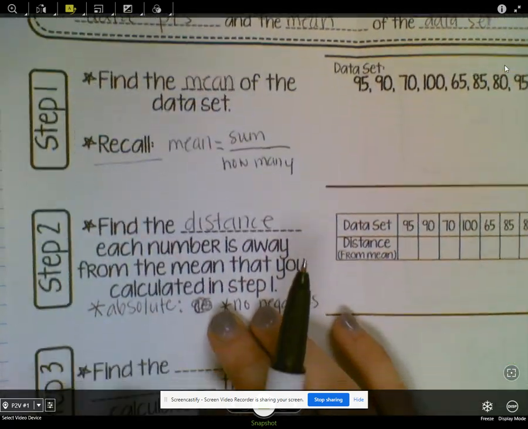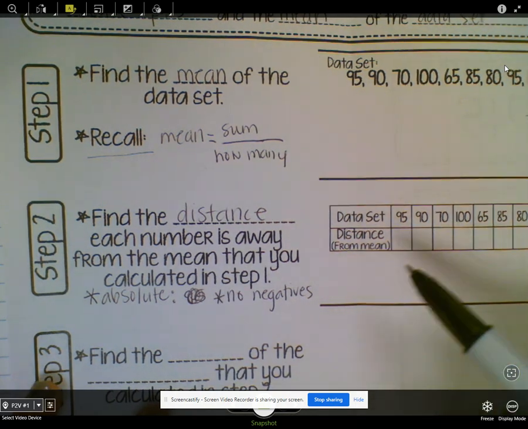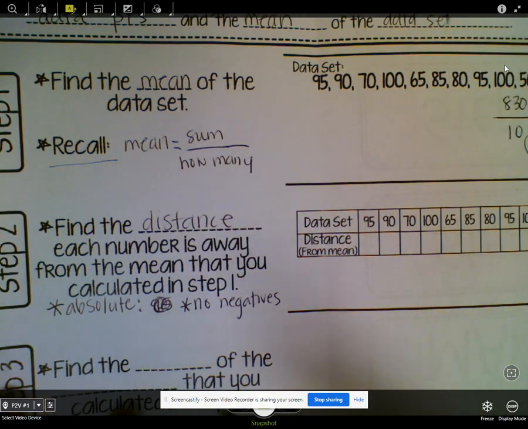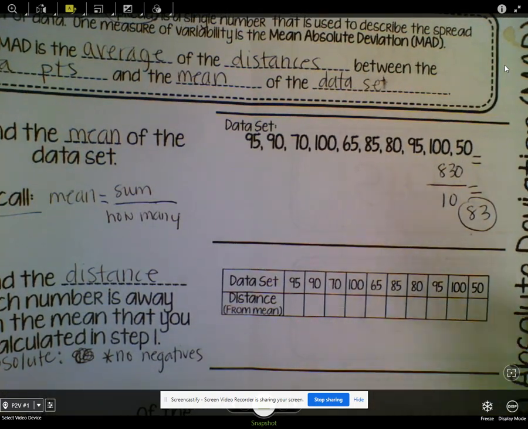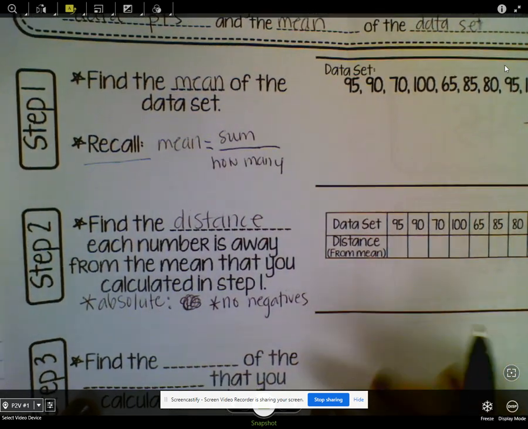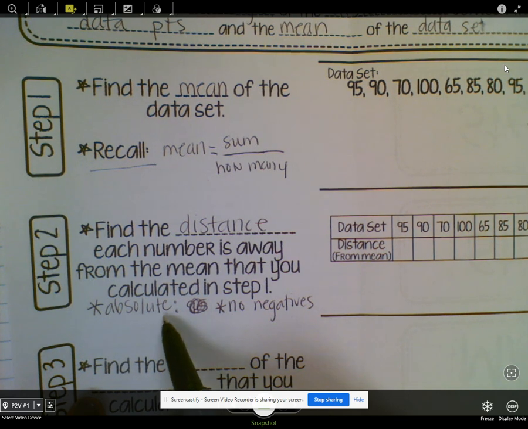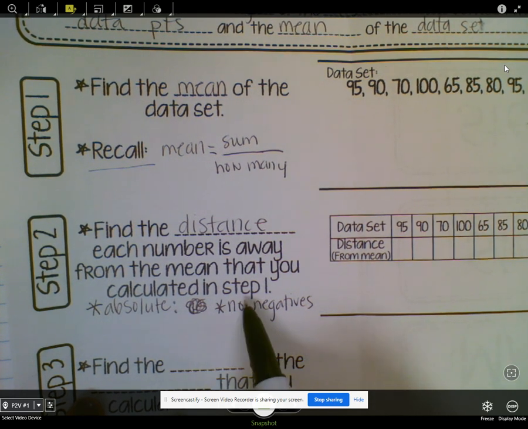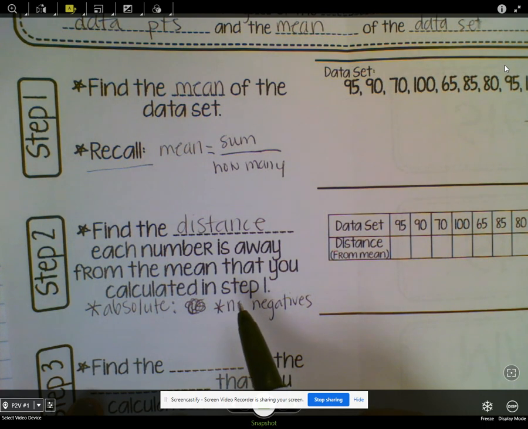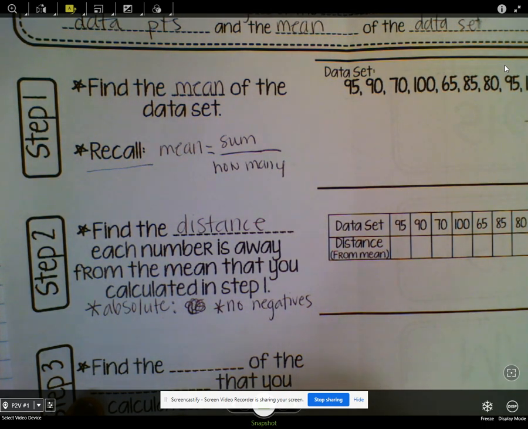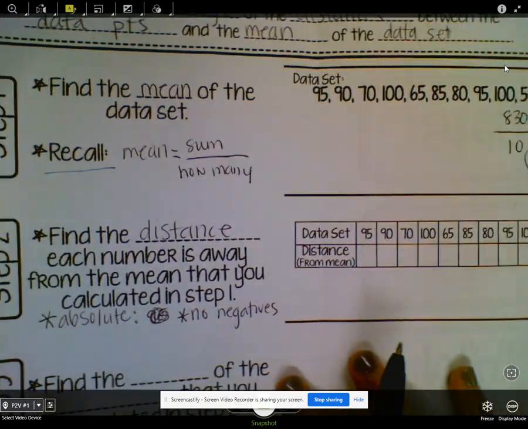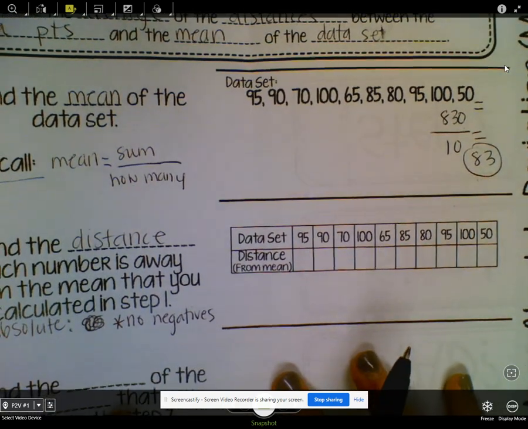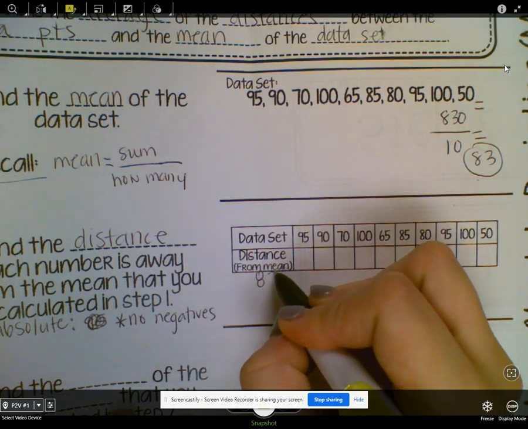So step two, now we need to find out how far away every data point is from the mean. That's like if I scored a 95 on my test and 83 is the average, how far away am I from average? That's really what I'm looking for, okay? So this is where absolute value is going to come in, because absolute just means no negatives. So just write absolute, no negatives. So mean, absolute, deviation. We found the mean. Absolute means no negatives. So what we're doing here is finding the distance from the mean. I'm just going to write the mean was 83.